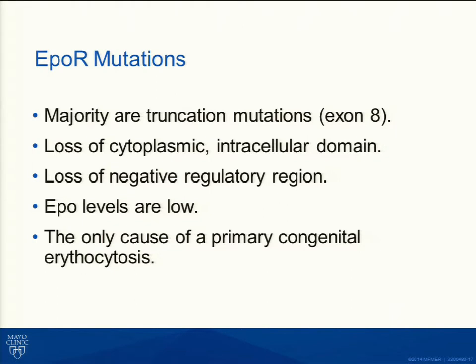I don't have it on this slide, but these are inherited in an autosomal dominant fashion. Erythropoietin levels are characteristically low. This is the only known cause of a primary congenital erythrocytosis, whereas P. vera is the only known cause of a primary acquired erythrocytosis, both involving, in essence, the same pathway.